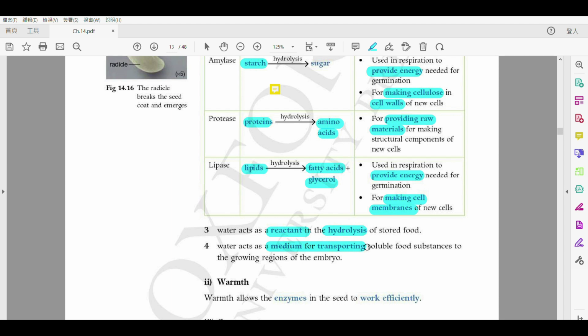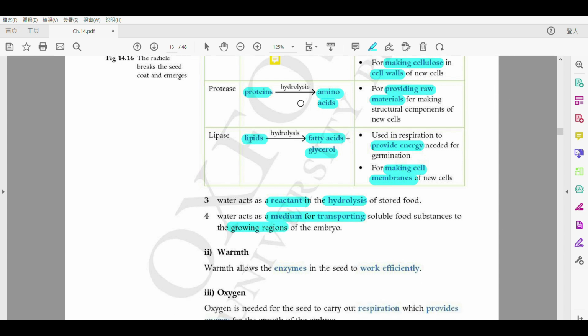Okay. So imagine like it may only take place in the cotyledon, but then how does it get to the plumule? How does it get to the radicle? It needs some medium to help it transport the food. All right. So it is transported to the growing region. So these 4 points are the 4 important reasons why we need water.